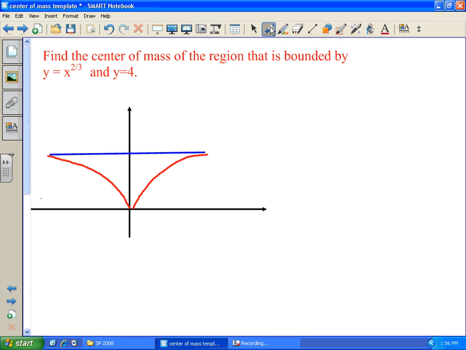And what will x bar be? It should be 0. Yes, you could do the entire integration process and get 0 that way, but if you notice right away that there's symmetry, then the center of mass is going to lie along that axis of symmetry. So x bar is 0. You just have to worry about y bar. Okay, I'm going to give you a little bit of time to think about it.